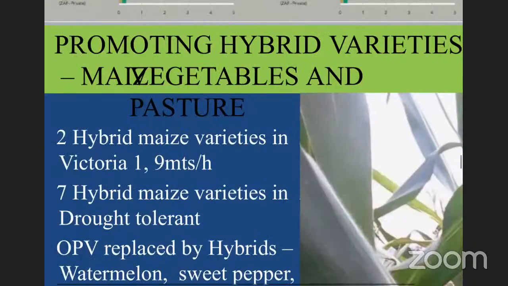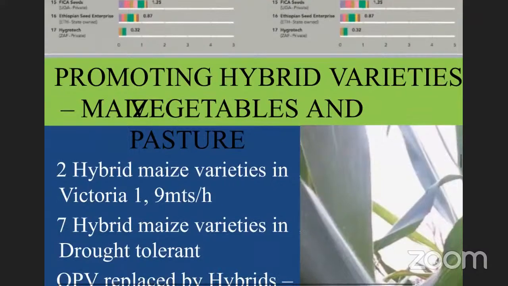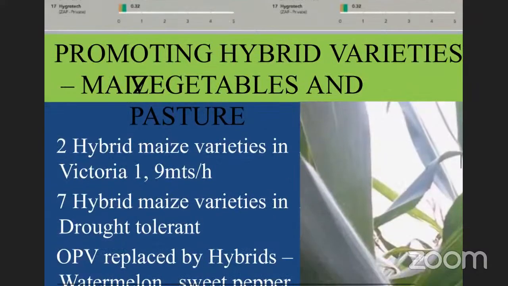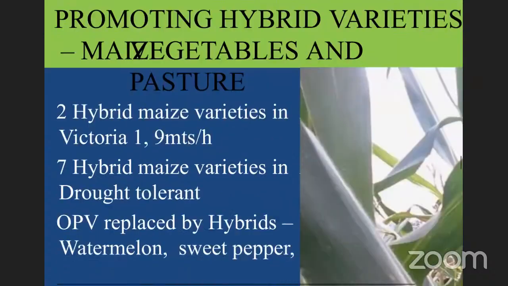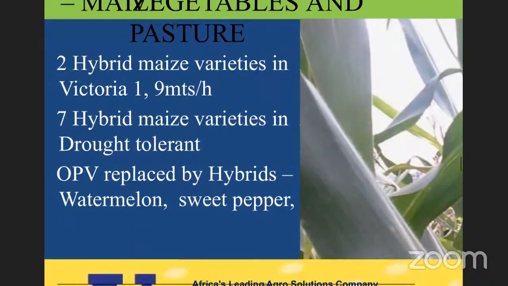Because of climate change, we have moved to promoting hybrid varieties primarily for maize and vegetables. We bred and released two hybrid varieties of our own, Victoria 1 and Victoria 2. But as of today, we have up to 7 hybrid maize varieties, and most of them are drought tolerant. Some of them are from Kawanda Agricultural Research Organization, I think one is from NARO, and part of them are products that were pushed by the Gates Foundation.